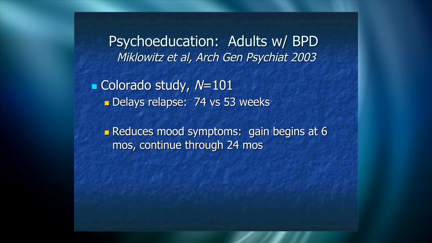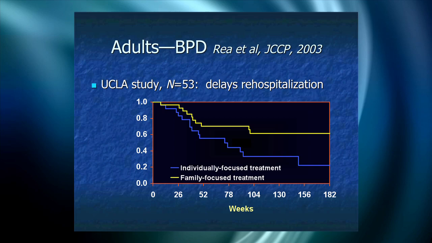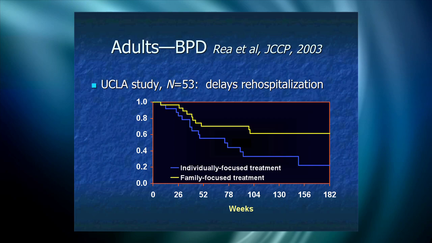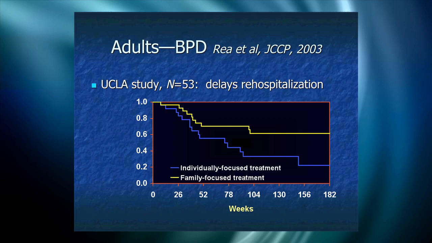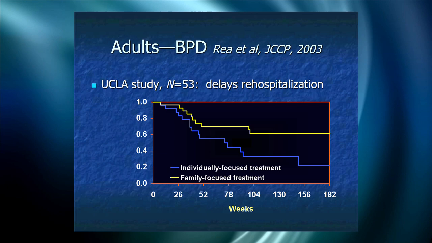In an earlier study done at UCLA, they looked at 53 adults, and again, all the adults were getting medication management via an algorithm done in a nicely organized and maintained follow-up clinic. And then they, in the blue line, got individually focused treatment. The yellow line, they got family-focused treatment. And you see this is the survival analysis, so when they go back and are rehospitalized. And clearly an advantage. So even when you have psychosocial treatment added on to medication, having that family, other than just the individual with the illness, but bringing in that containing environment makes a significant impact.